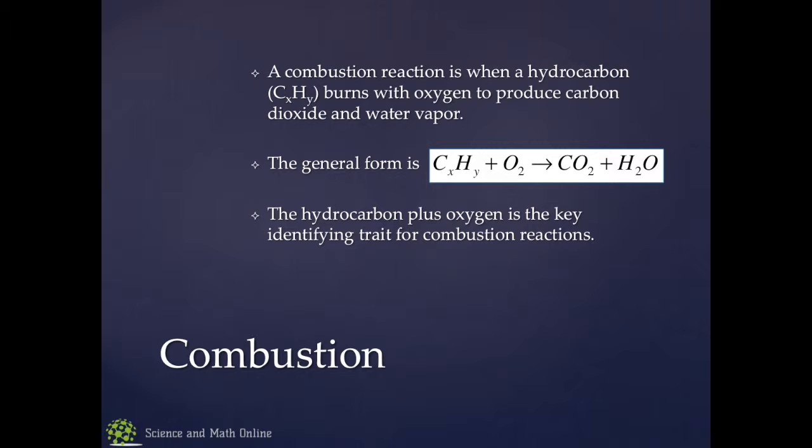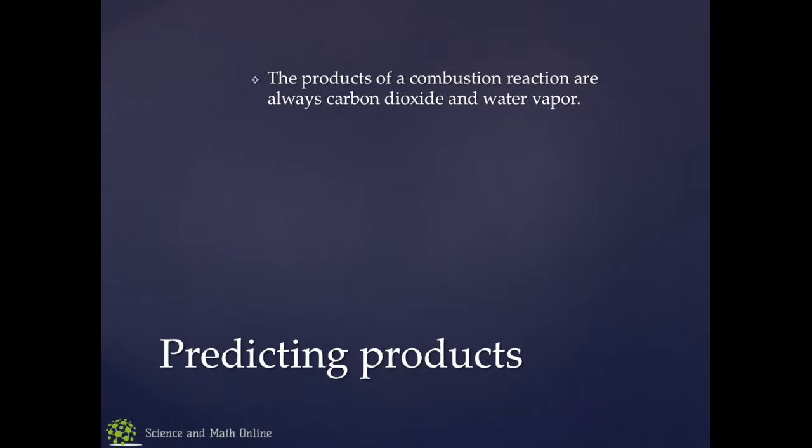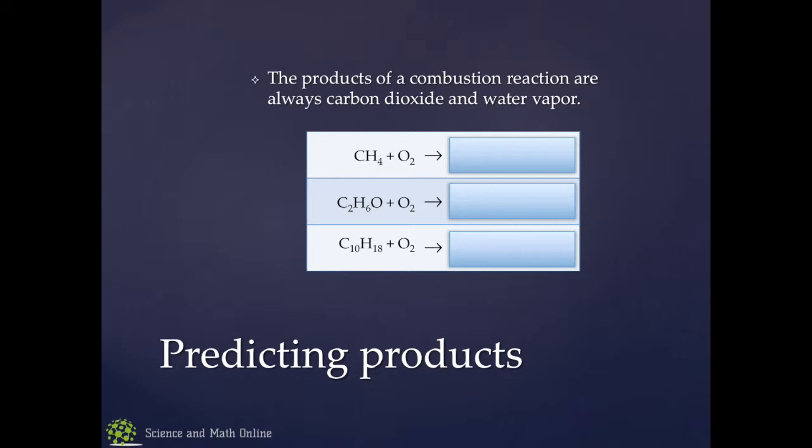The key to identifying is always going to be this: you've got something with C and H plus oxygen. All right, so like I said, predicting products, it's really easy. It's always carbon dioxide and water.